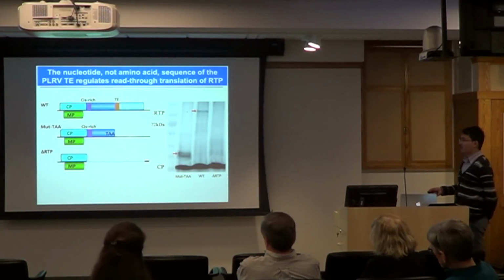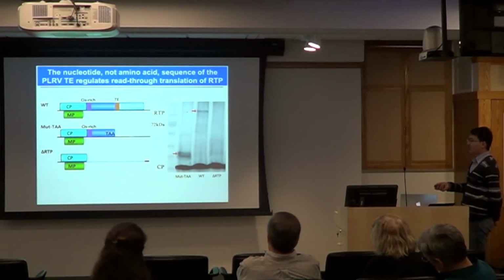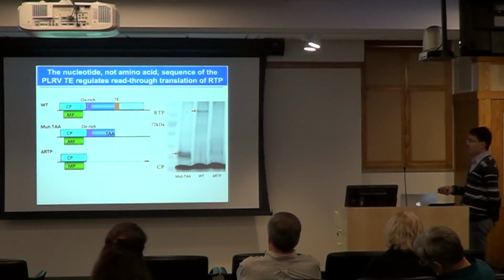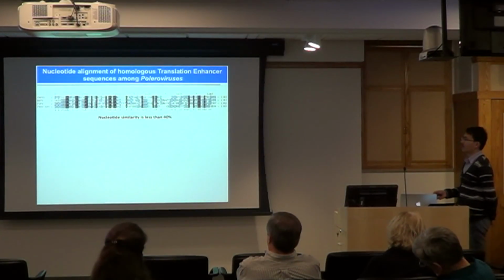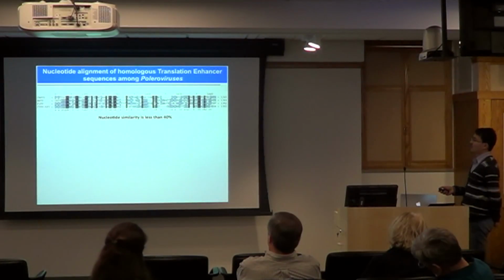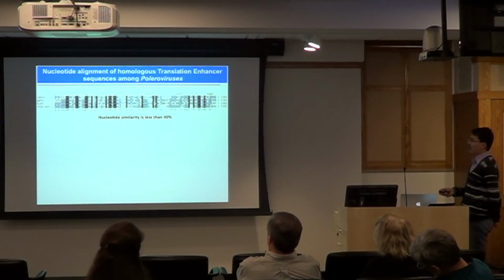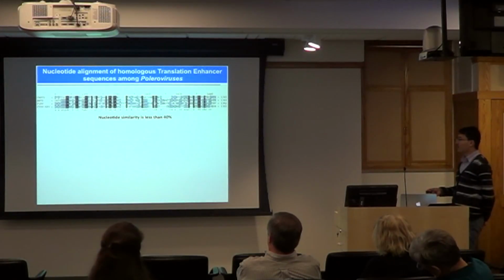Also, we made an RTP mutant in which all the nucleotides after the CP stop codon were deleted. This mutant was used as a negative control. As shown in this figure, we couldn't find any RTP from read-through translation. Next, a nucleotide alignment of homologous translational enhancer sequences among several polerovirus species was carried out. We found that the nucleotide similarity is very low, less than 40%.